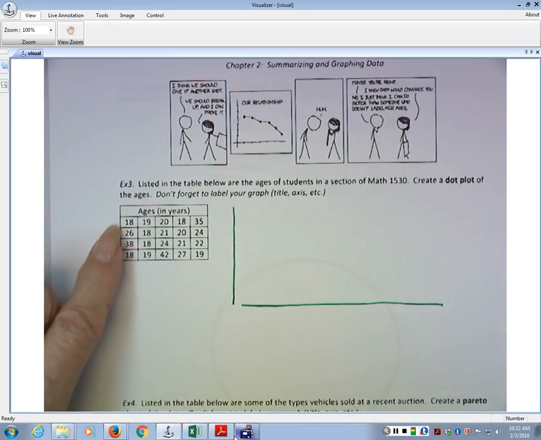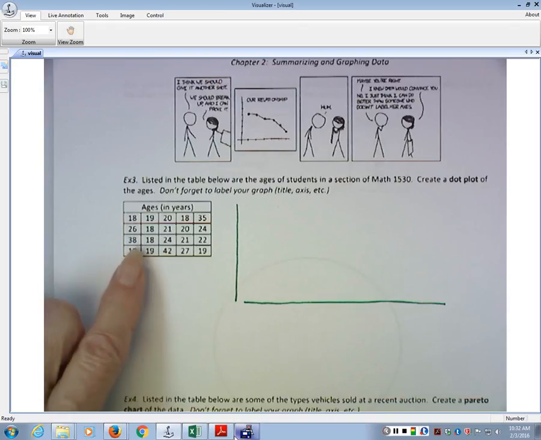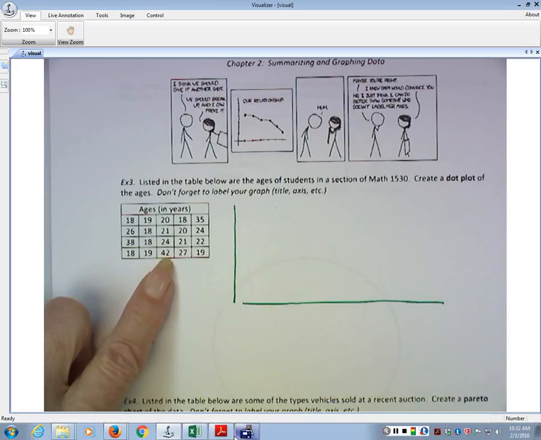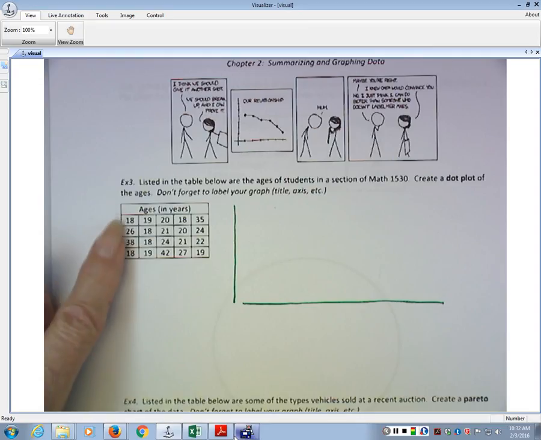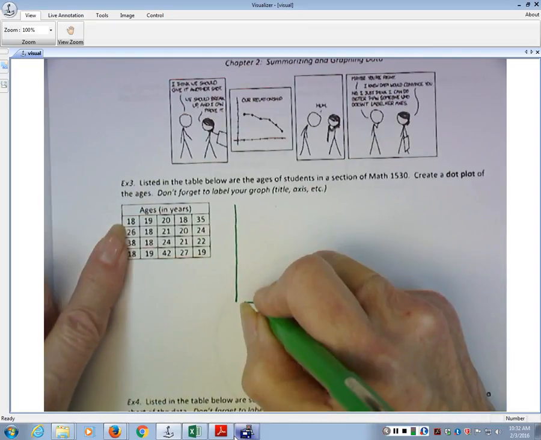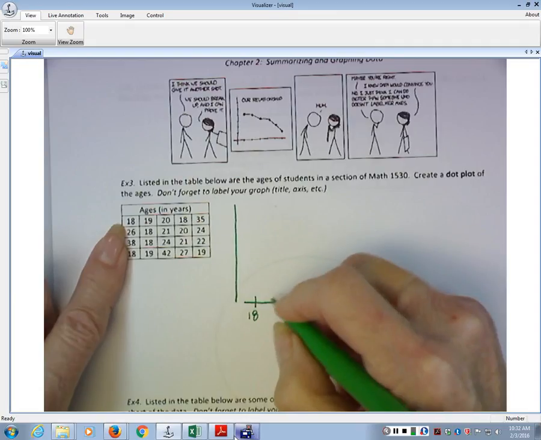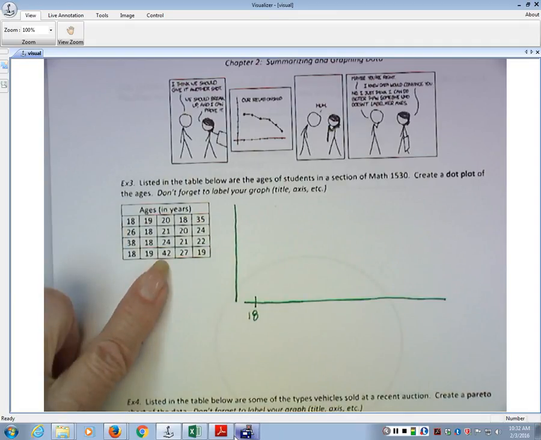So I noticed, scanning through the data, it seems like most of these students begin at age 20 or at age 18, and it looks like the oldest one is 42. Everybody agree? Okay, that means that I need to start at 18. And I'm going to count by 2 since I got to go all the way to 42.